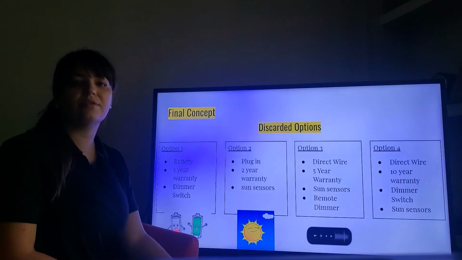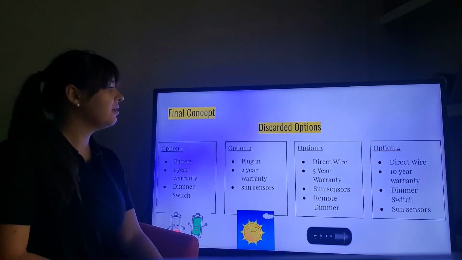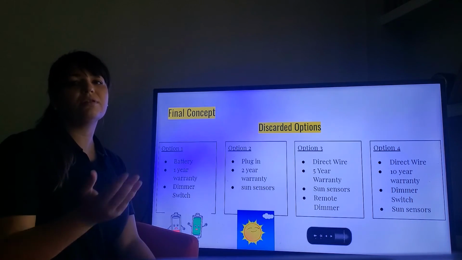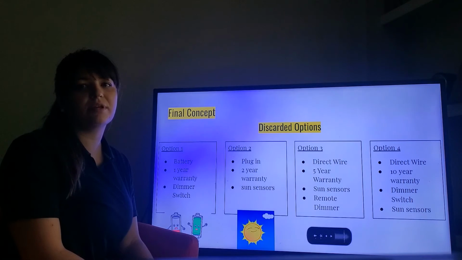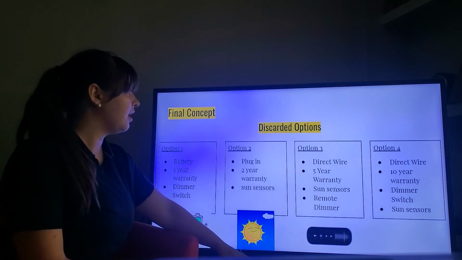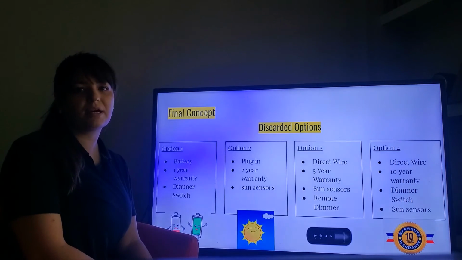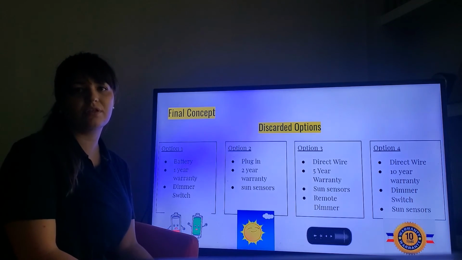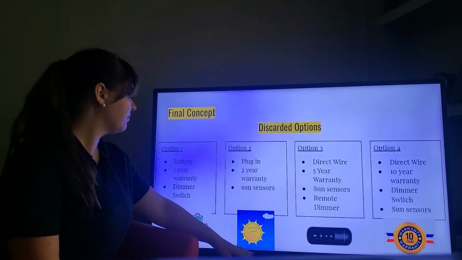Option 3 is a direct wire power source with a 5-year warranty, the sun sensors, but also a remote-controlled dimmer switch to override the sun sensors when you want to manually control the level of tint. Option 4 is a direct wire power source with a 10-year warranty, a dimmer switch, and sun sensors.